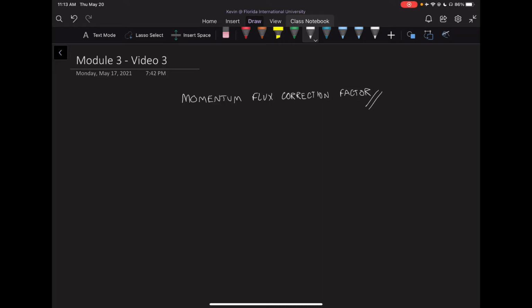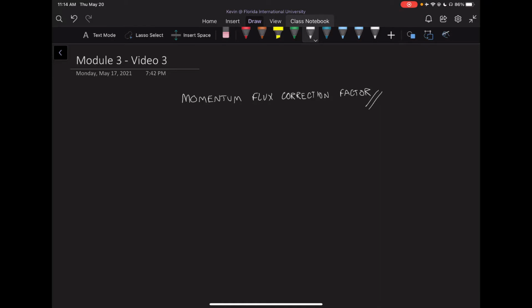In this video of Module 3, we're going to be talking about the momentum flux correction factor, and then go on and start talking about the frictionless flow and the Bernoulli equation. So to start with, last video we had talked about linear momentum, and we derived some equations for linear momentum.